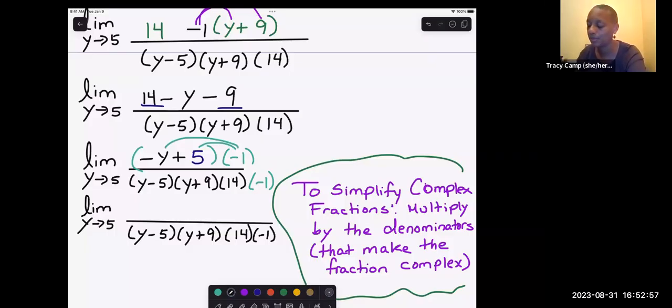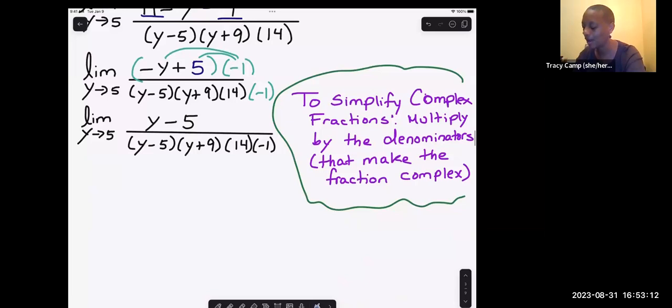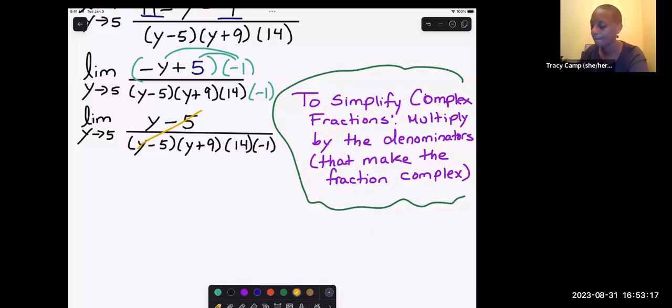So I say -1 times -y. That's a positive y because a negative times negative is positive. And then -1 times +5 is a -5 because negative times positive is negative. And now I'm able to cancel out that y minus 5. Yay. And I'm left with just an invisible 1, really just a 1 here that we don't see.